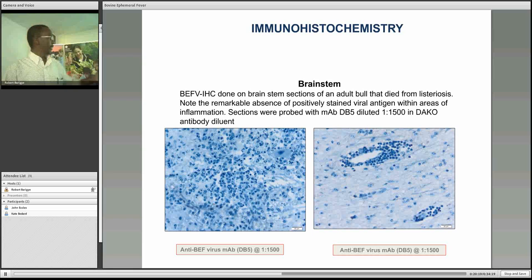And here I've included actually a negative control. This was an animal that died from a bacterial disease, totally unrelated to BEF. And we got these tissues from Victoria because we are concerned that, because there are so many rhabdoviruses that might be related to BEF, we might not get a good negative control bovine tissue. And here, you can see areas of inflammation and you don't see any positive staining whatsoever in those areas. And of course, here we are using the same probe, this monoclonal antibody.